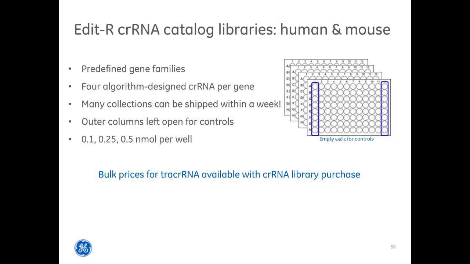Now here's just a few more details on those catalog libraries. So they include 4 different CRISPR RNAs per gene, and they're formatted in 96-well plates with the outer columns left open for your assay-specific controls to be added. They're available as 0.1, 0.25, or 0.5 nanomoles per well. And of course, if you require more material, we would simply provide more replicates at those amounts. And since you will need to add tracer RNA to each well prior to transfection, we are offering bulk discounted pricing on the tracer RNA when you're ordering CRISPR RNA libraries.